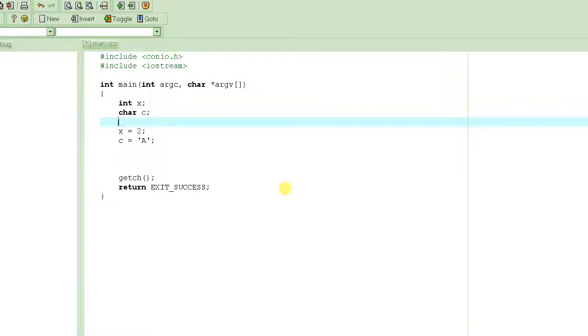So today's topic, in our last topic we learned about variables and constants. In today's topic we will learn a little bit more about them, and we will learn about operators, how to operate on variables and constants. So let's get started.